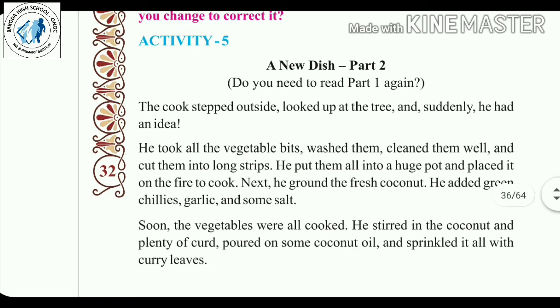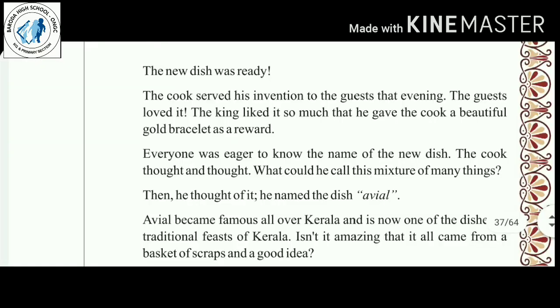Next, he ground the fresh coconut. He added green chilies, garlic, and some salt. Soon, the vegetables were all cooked. He stirred in the coconut and plenty of curd, poured on some coconut oil, and sprinkled it all with curry leaves. The new dish was ready.